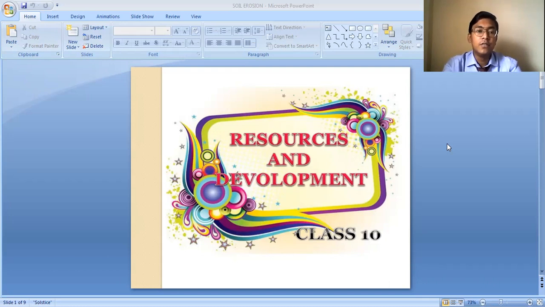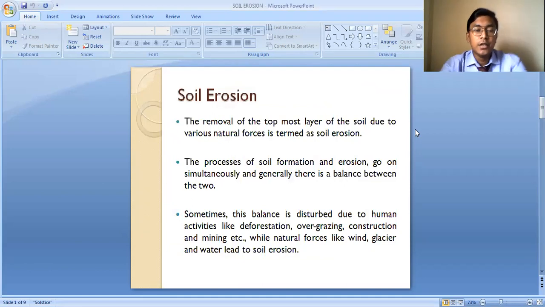Let us understand what the term soil erosion means, how soil erosion takes place, and what the different types of soil erosion are. See, soil erosion basically refers to the removal of the topmost layer of the soil due to various natural forces, like the force of running water or the force of the wind. That is known as soil erosion.